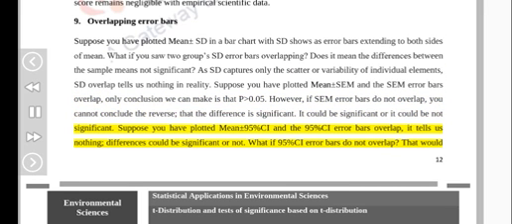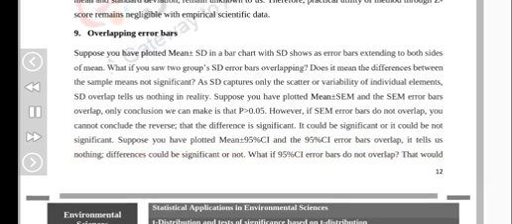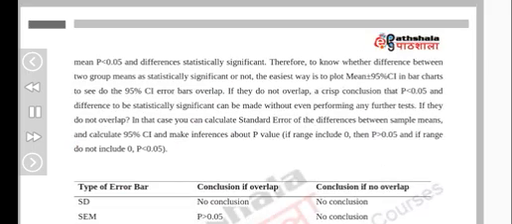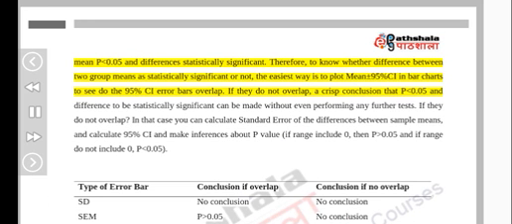Suppose you have plotted mean plus or minus 95% CI and the 95% CI error bars overlap. It tells us nothing. Differences could be significant or not. What if 95% CI error bars do not overlap? That would mean p less than 0.05 and the difference is statistically significant. Therefore, to know whether the difference between two group means is statistically significant or not, the easiest way is to plot mean plus or minus 95% CI in bar charts to see if the 95% CI error bars overlap. If they do not overlap, a crisp conclusion that p is less than 0.05 and the difference is statistically significant can be made without even performing any further tests.